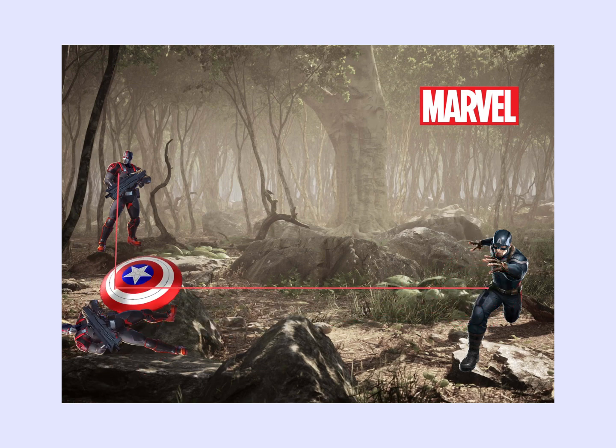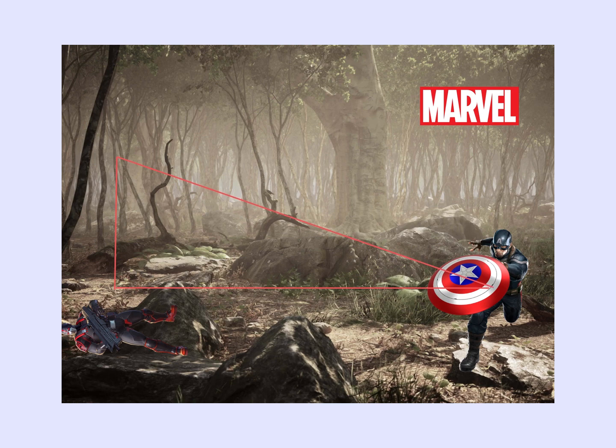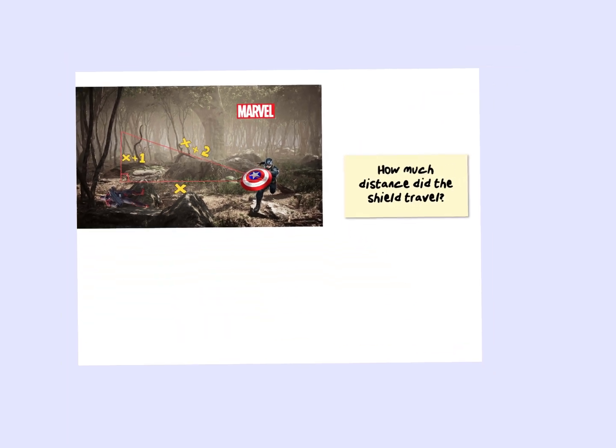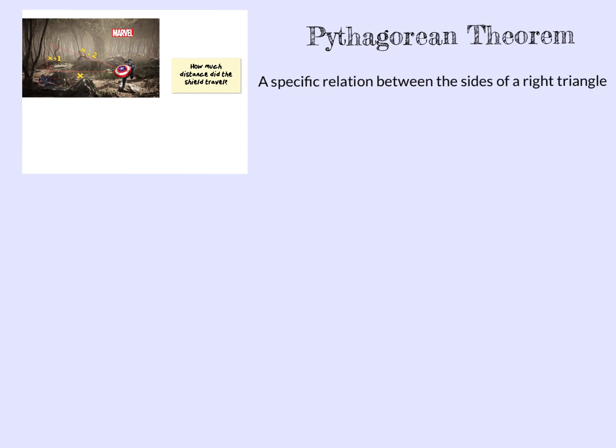The shield's trajectory is a right triangle that has three natural consecutive numbers as the length of its sides. How much distance did the shield travel? Okay, we're going to start by describing in natural language what the Pythagorean theorem is. The Pythagorean theorem is a specific relation between the sides of a right triangle.